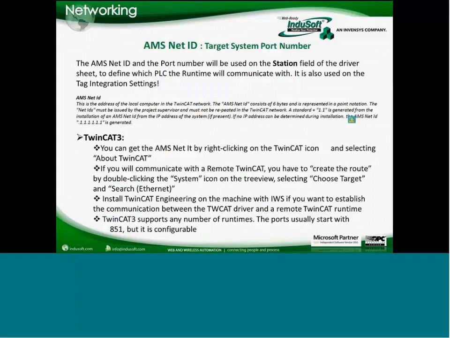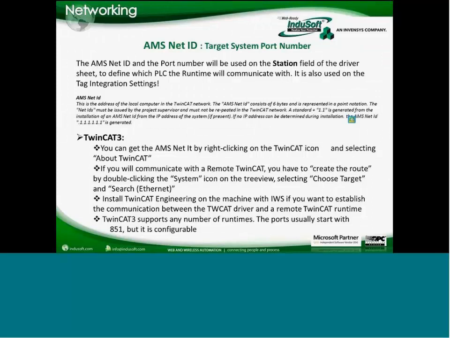So let's start configuring the driver a little bit. What do we need to do to communicate? We basically have to know where the PLC is, and for that we're going to use the network address of that PLC and which TwinCAT variables we're going to communicate with. So it all starts by knowing where the PLC is. And in order to do that, you're going to need the AMS Net ID of that PLC.